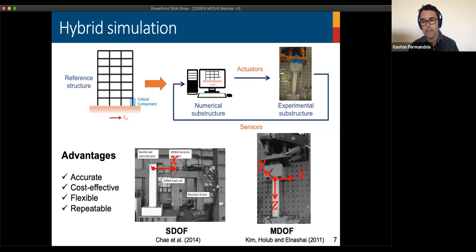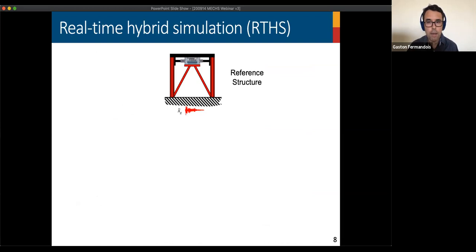And there are many examples of hybrid simulation in the literature. We have conducted both hybrid simulation using a single degree of freedom interface between substructures and multi-degree of freedoms between substructures. And this is well documented in the literature, and I'm not going to stop here too much. Moving on, the topic that is of our interest is real-time hybrid simulation.